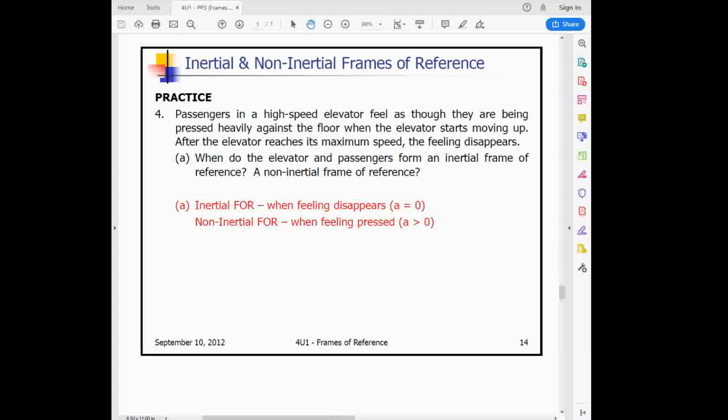So the question here is, what do the elevator and passengers form? When do the elevator and passengers form an inertial frame of reference? And when do they form a non-inertial frame of reference? When the elevator itself is at rest or at a constant velocity, we have an inertial frame of reference. The passenger wouldn't feel any feeling of being compressed or pushed in any direction. But while the elevator is accelerating, the passenger would feel that they're being pressed because we're in a non-inertial frame of reference.